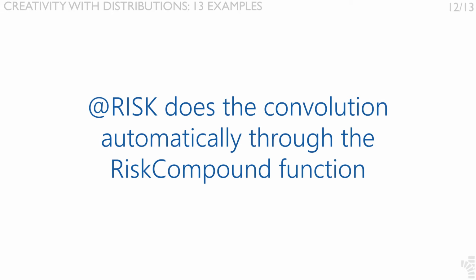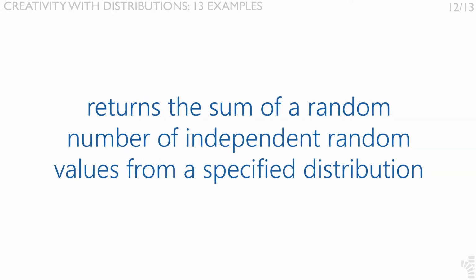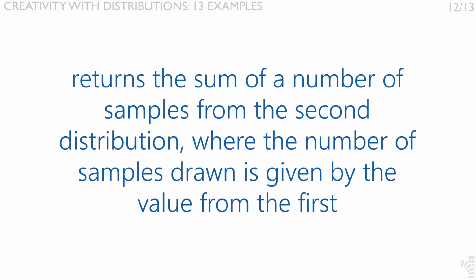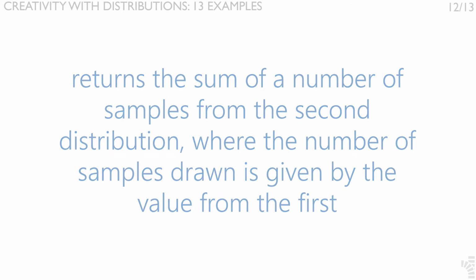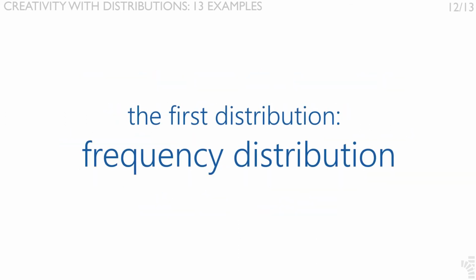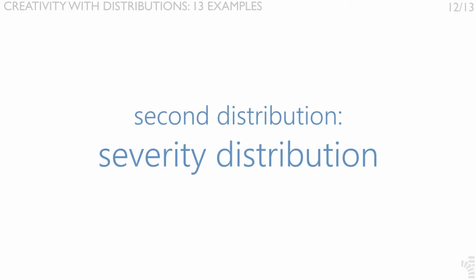It is called the RISKCOMPOUND function. It is used to return the sum of a random number of independent random values from a specified distribution. More specifically, it returns the sum of a number of samples from the second distribution, where the number of samples drawn from it is given by the value sampled from the first distribution. Typically, the first distribution is called the frequency distribution, our Poisson, and the second is called the severity distribution.